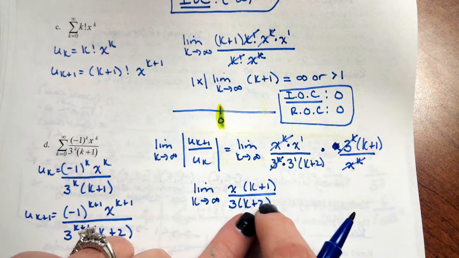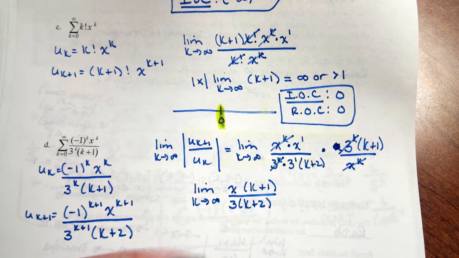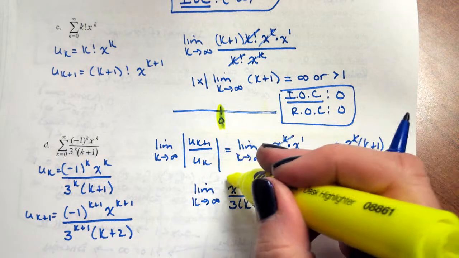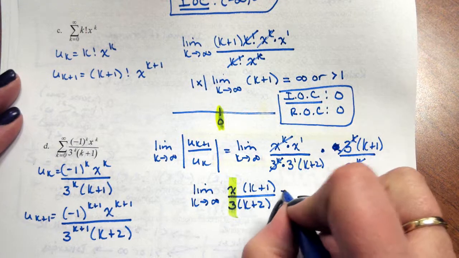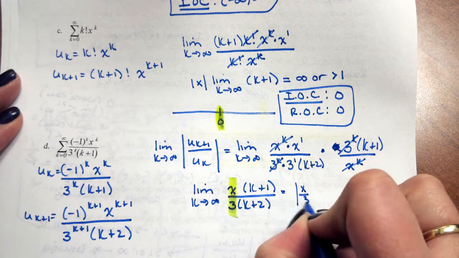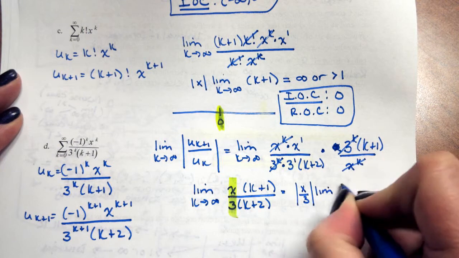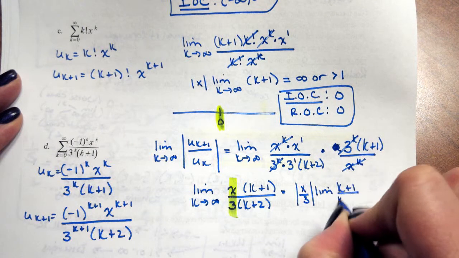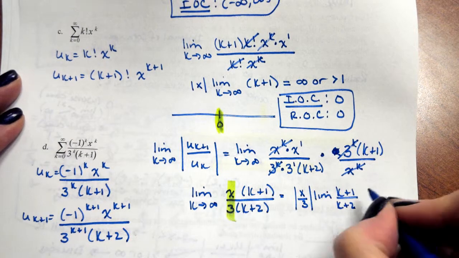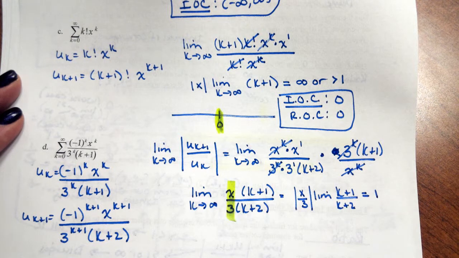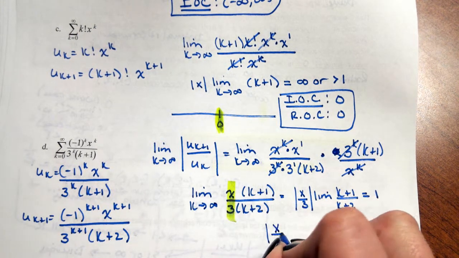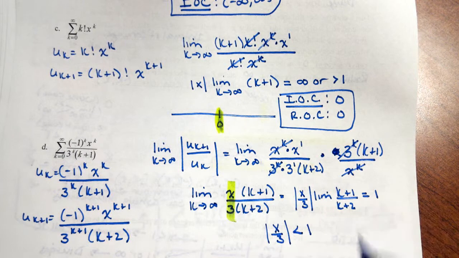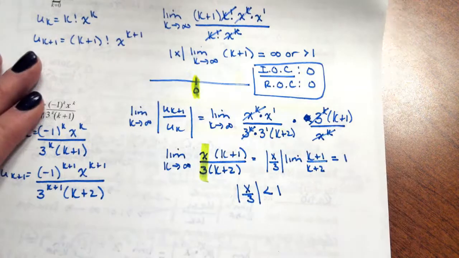So now, when you find the limit as k goes to infinity, and this is really important, what you're going to take out besides the x, you want to pull out any constants. So I'm going to rewrite this as the absolute value of x over 3 times the limit of (k plus 1) over (k plus 2), which this limit is equal to 1. So to converge then, I'm going to take the absolute value of x over 3 and make it less than 1. So this is that middle of the road scenario.